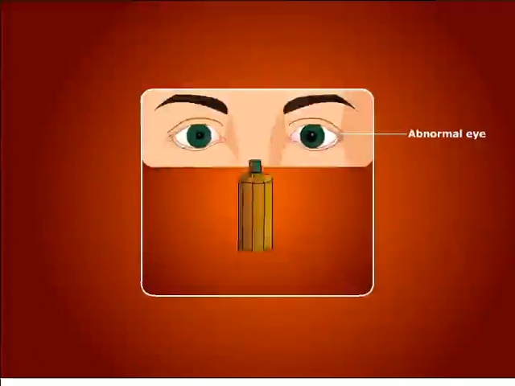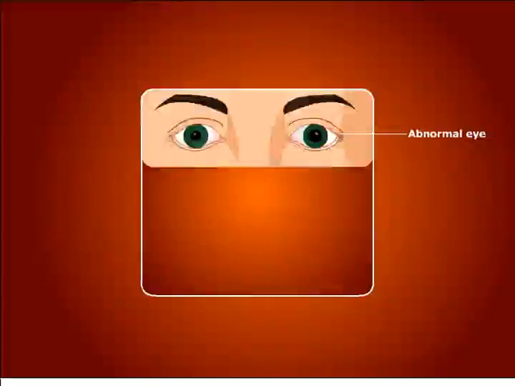The Adie pupil responds better to accommodation than it does to light. The pupil constricts in response to accommodation with delayed dilation. The most characteristic feature is that once the pupil has constricted, it tends to remain tonically constricted and redilates very slowly.